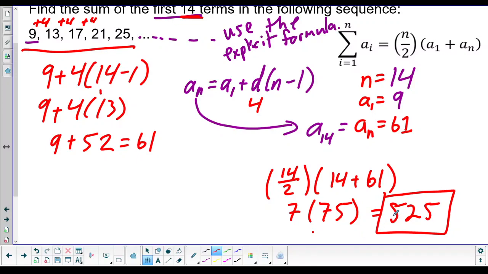Why would you care about this? This is good for anytime your thing is growing at a constant rate. This could be like your money. If you get a job someday, not if, when, you'll all get jobs eventually.